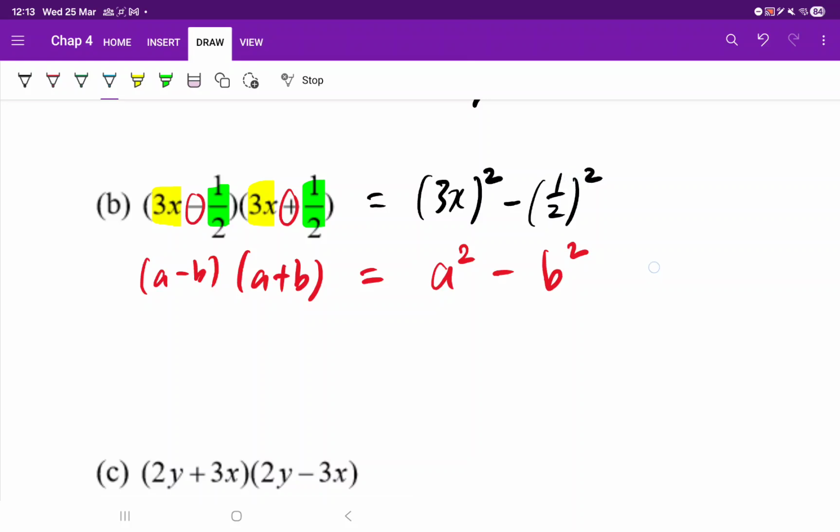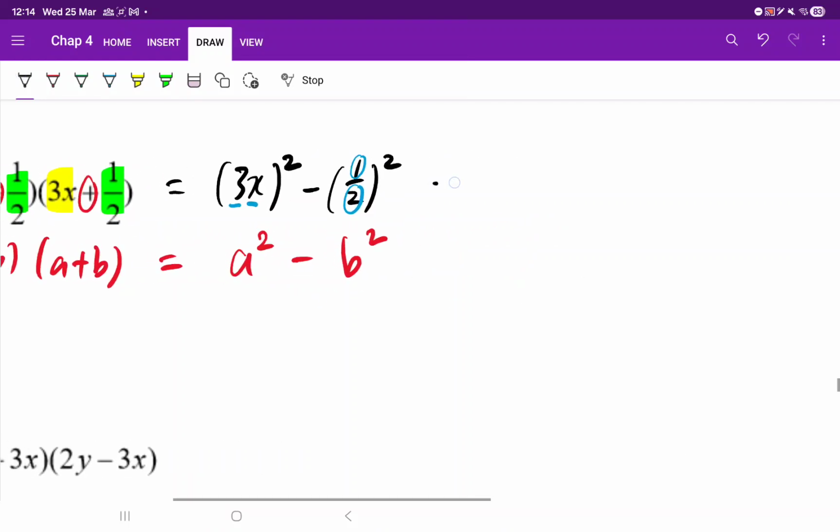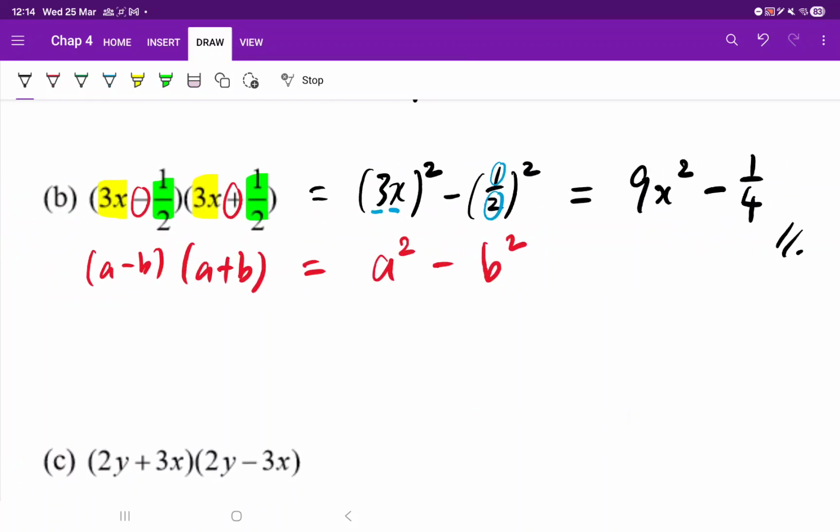But when it comes to part B, the second question, it has 3 and it has x. So I need a bracket to remind myself that the power 2 applies to both. The second one is a half, but technically there's a 1 and there's a 2. You need to apply to both. For the specific rule, you will learn this in Sec 3. This is under indices. But simplify this: 9x squared minus 1 quarter. Okay?